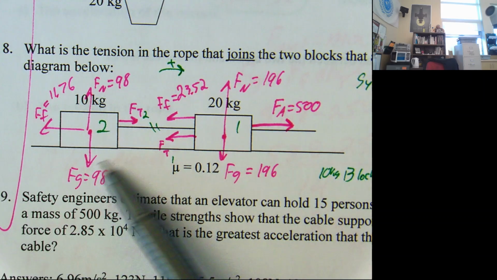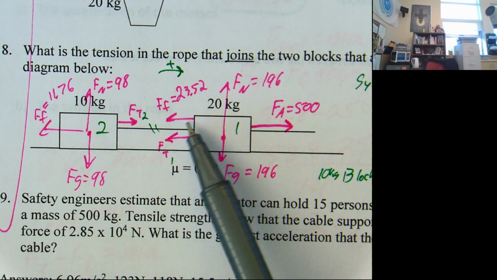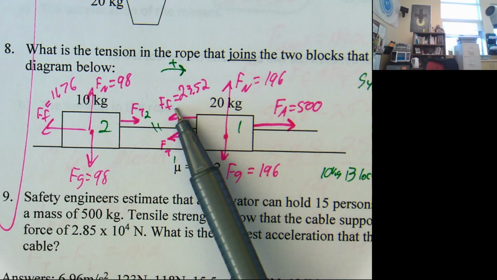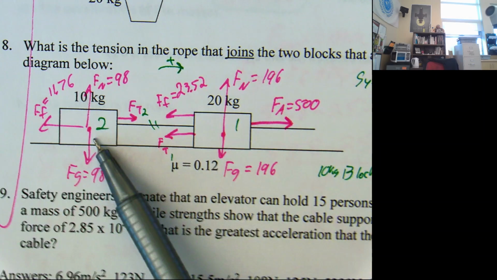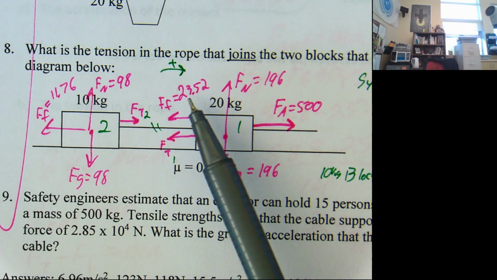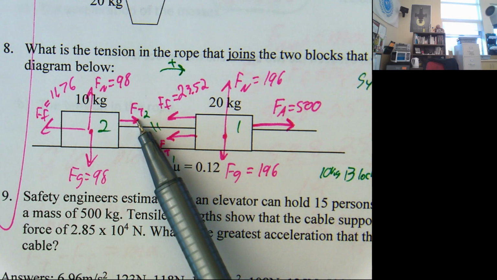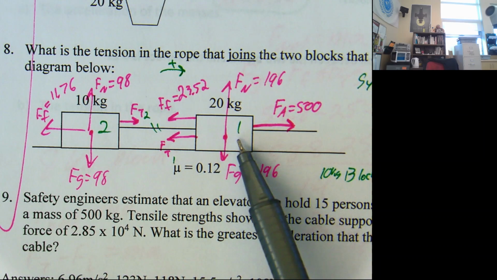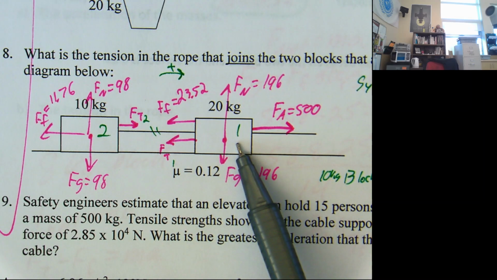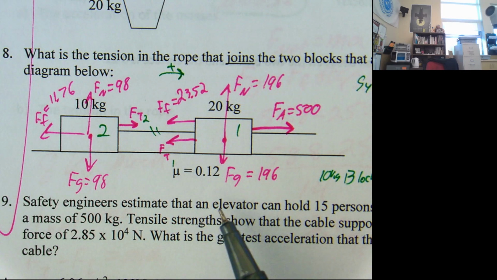So I've got FGs for both blocks. I've got FNs for both blocks. Both blocks are experiencing friction. Force of friction is mu times Fn. Neither of the blocks are on wheels, so they both experience the friction. And then I've got Ft back on this block, Ft forwards on this block, and 500 to the right on the block I labeled block 1, or the right-hand block. So that's what your free body diagram should look like.